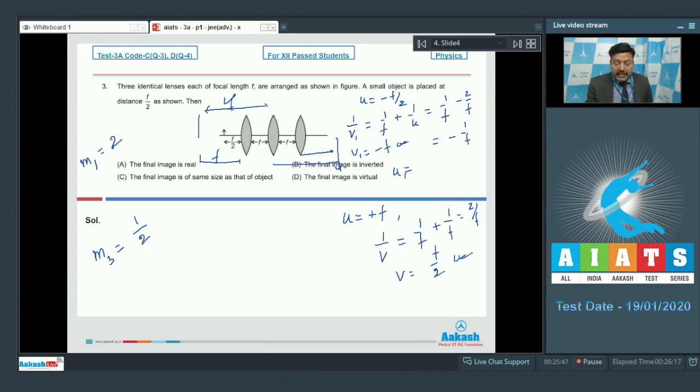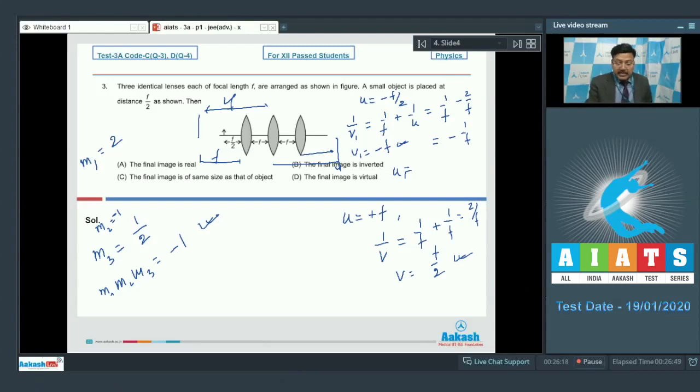Both u and v were negative, so M1 was 2. M2 is minus 1 and M3 is 1 by 2. So if I take the total magnification M1, M2 and M3, the product comes out to be minus 1, which means that the final image is real.